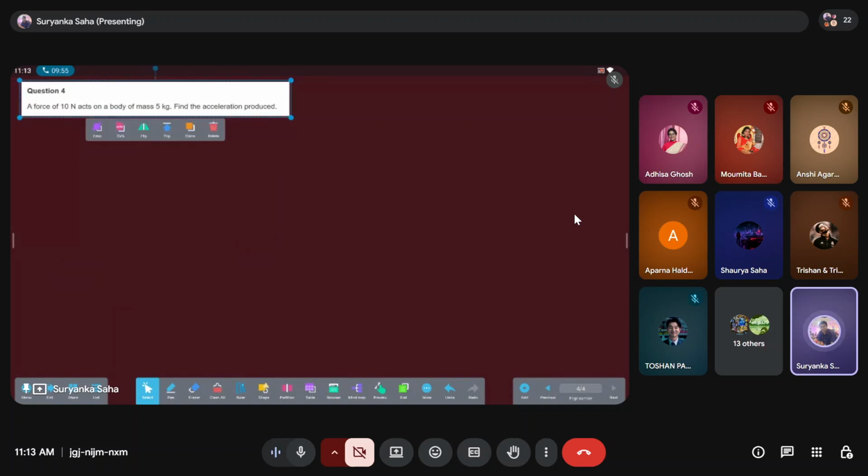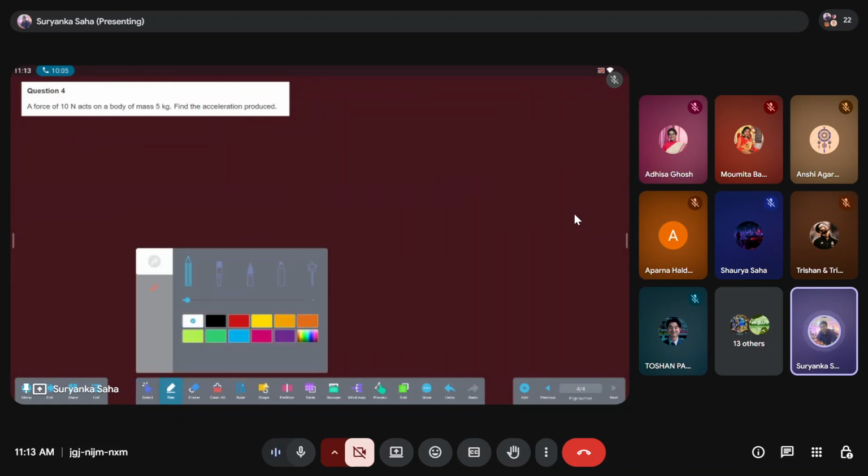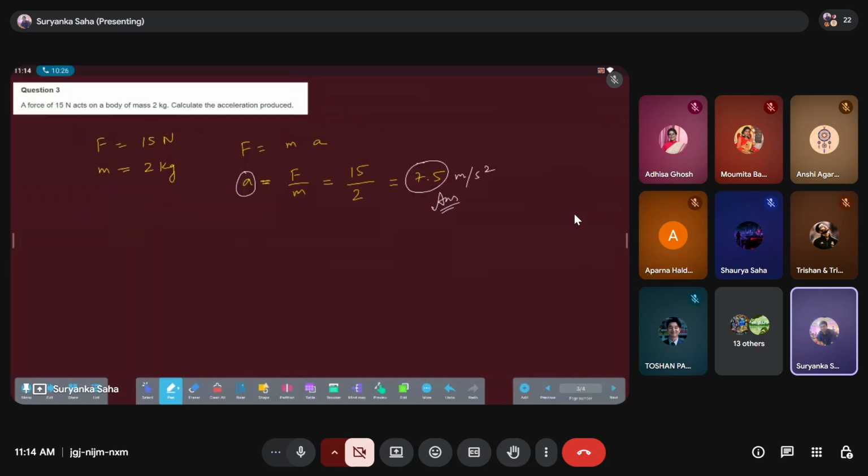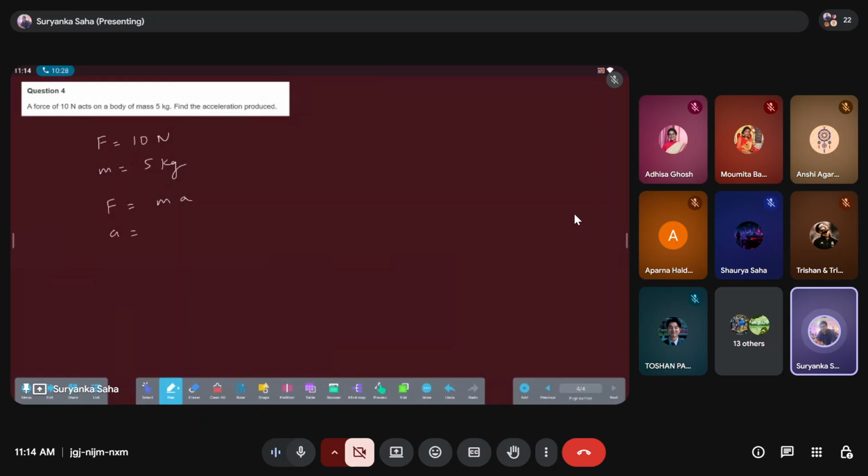A force of 10 Newton acts on a body of mass 5 kg. Find the acceleration produced. Very easy problem. Force equal to 10 Newton. Mass equal to 5 kg. Find the acceleration produced. So force equal to mass into acceleration. Sorry, are we doing the same problem? This is the question of 03. Okay, I thought it was a very similar problem.